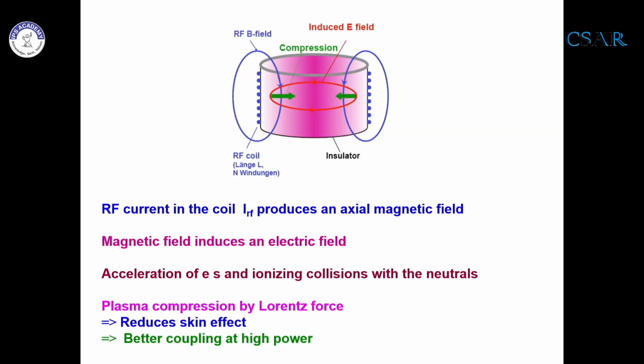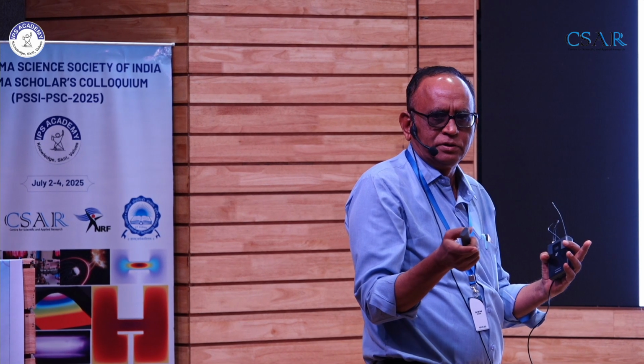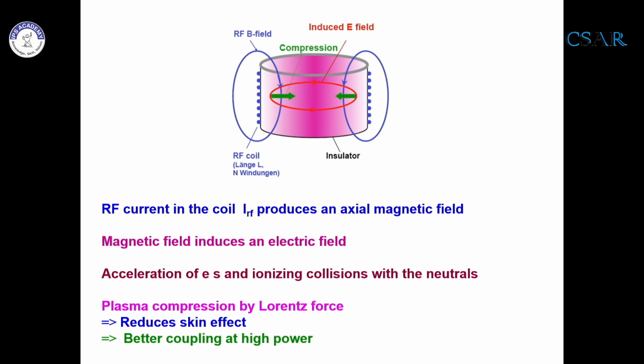Now what is happening? There is an RF being fed into this coil. Now this RF is an oscillating field. This RF oscillating field will give rise to an axial magnetic field, which is again oscillating at the same frequency. And because the magnetic field is oscillating, there is an induced electric field, E is equal to minus d phi by dt. So that induced electric field direction is shown by this red circle.